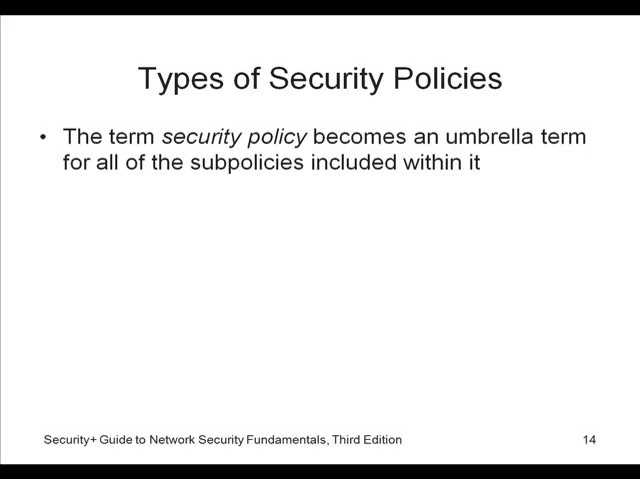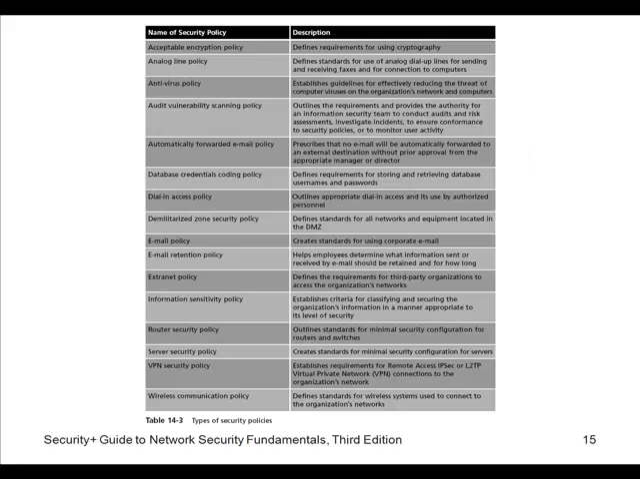Umbrella term with sub-policies. This is a list that's in the book, and there are lots of these lists of the sub-policies that support the overall policy. Acceptable use policy, physical security policy, email policy, email forwarding policy, antivirus policy, malware policy, not all of them are on here, router security policy, extranet policy, email retention policy.